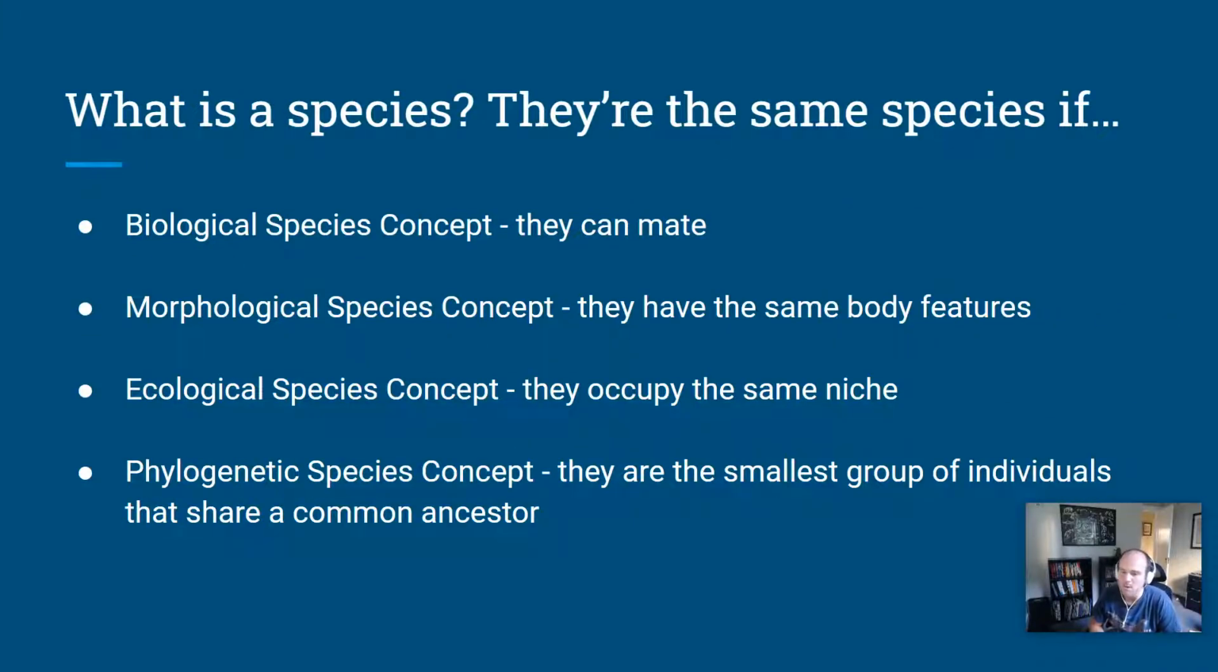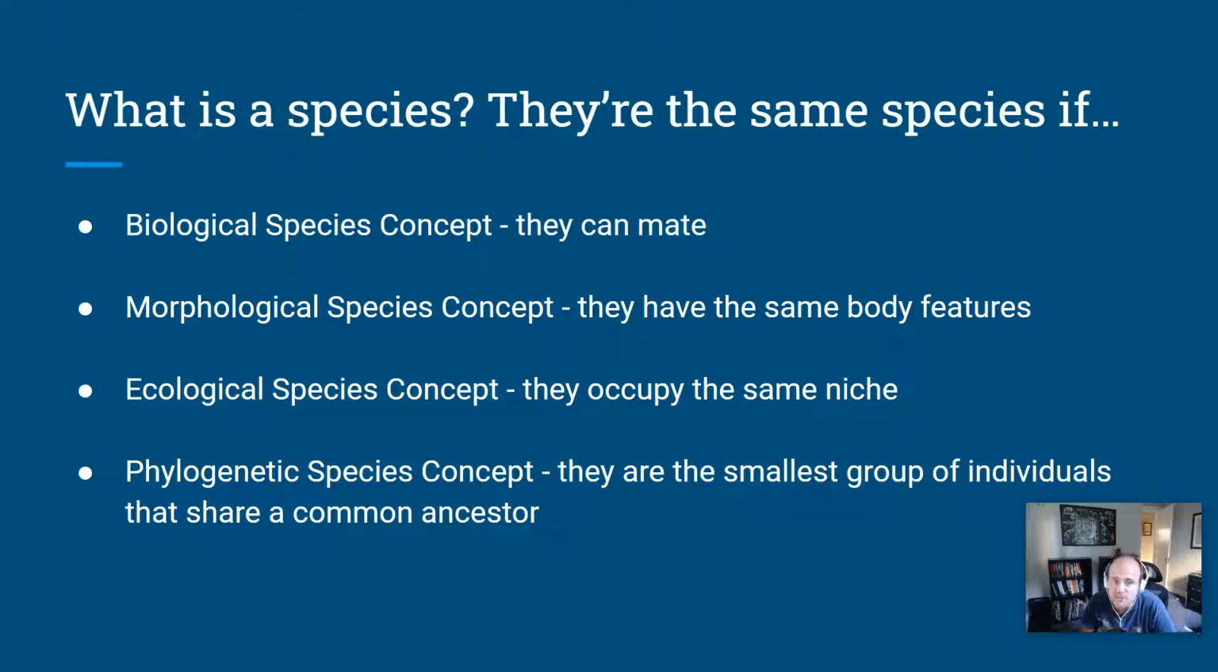So first, let's talk about what is a species. There are four prime concepts used in biology of what defines a species. They're the same species if... In our biological species concept, we say they're the same species if they can mate successfully and produce viable offspring that can also mate. It's a species.